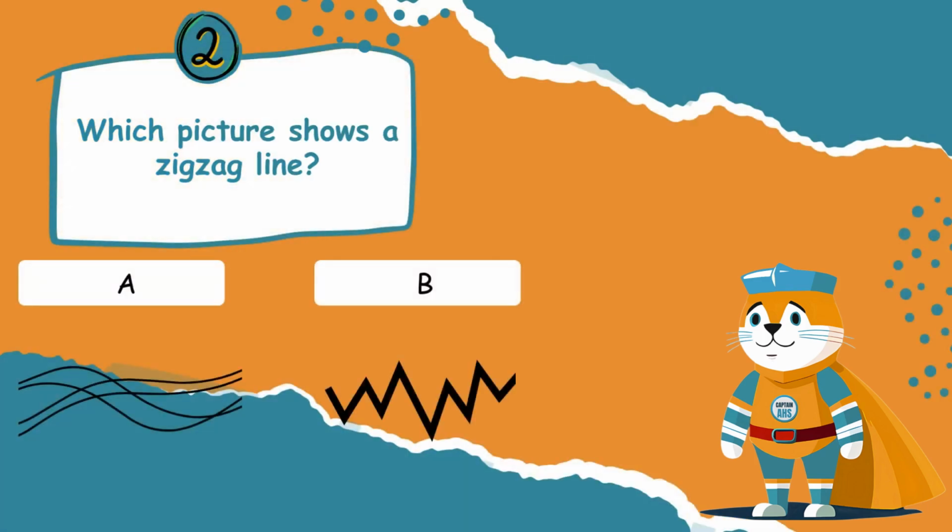Which picture shows a zigzag line? Option A, a picture of a line curving like waves. Option B, a picture of a line going up and down in sharp angles. Excellent! Option B is correct. A zigzag line looks like a series of sharp mountains or peaks.